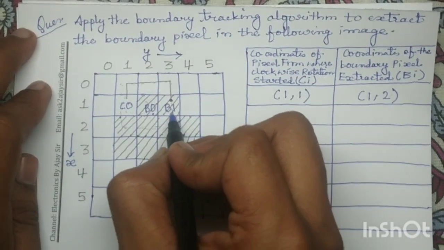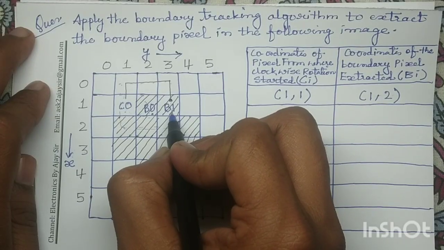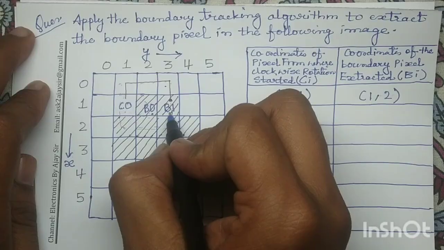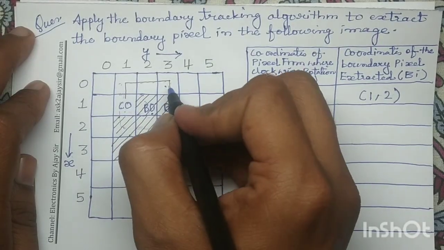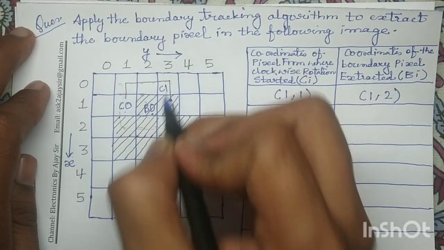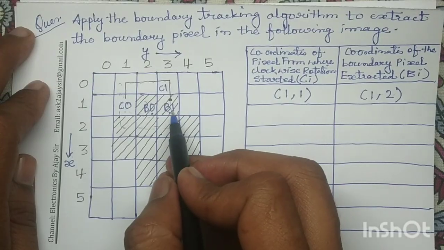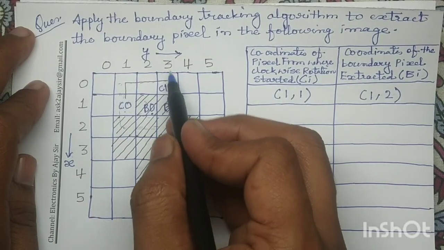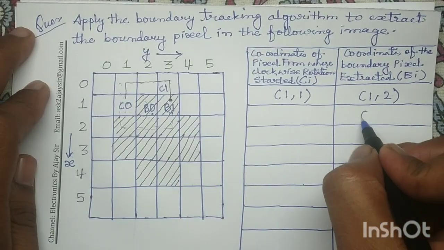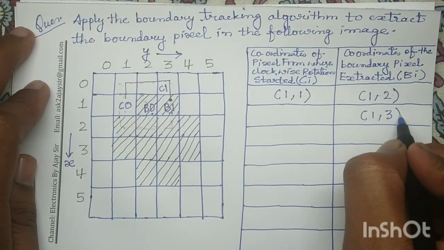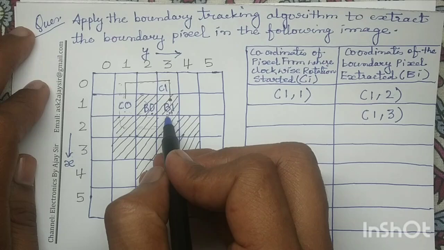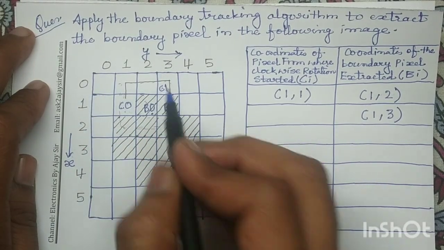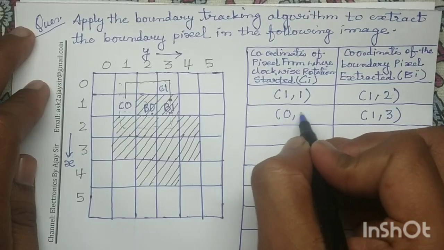Before reaching B1, what is my background pixel? This is my background pixel. So I will mark it as C1. Now what is the coordinate of B1? The coordinate of B1 is 1, 3. So I will write here 1, 3. Next, what is the coordinate of C1? It is 0, 3. So I will write here 0, 3.